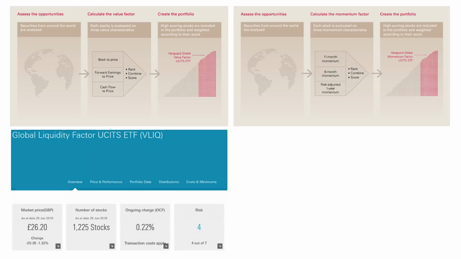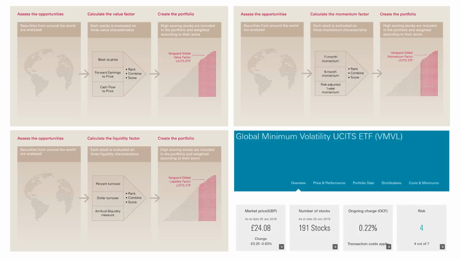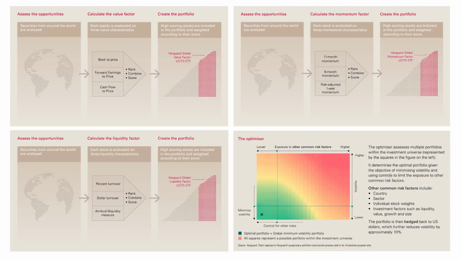The liquidity factor combines three measures of liquidity and buys the stocks which are least liquid. These are usually small stocks which tend to trade less and which therefore command a risk premium, which you can harvest by buying this fund. And finally, there's the Global Minimum Volatility Factor Fund, and this is the one I'm going for this year. You'll notice it's got significantly fewer stocks than the other funds. There are under 200 stocks in a fund, but it scrupulously avoids having exposure to too much of some common risk factors, such as having too much money in one country, in one sector, in individual stocks, or in any of the other factors which we've seen, such as liquidity, value, growth and size.